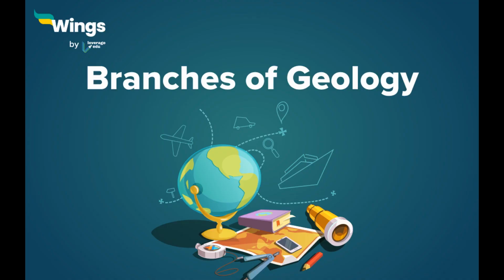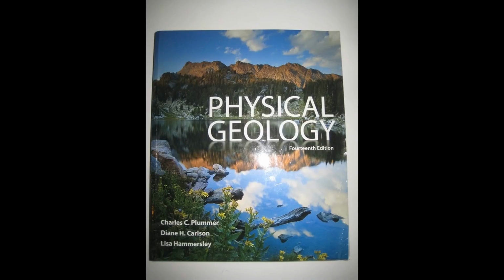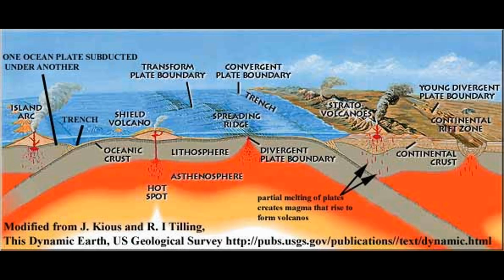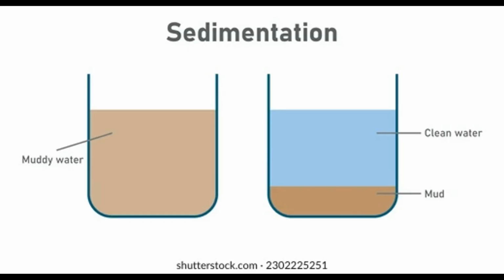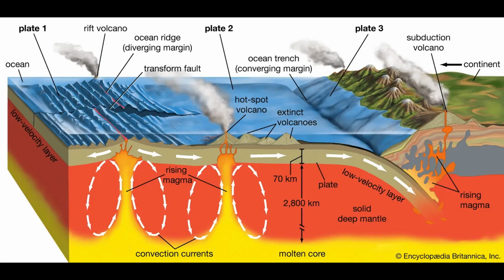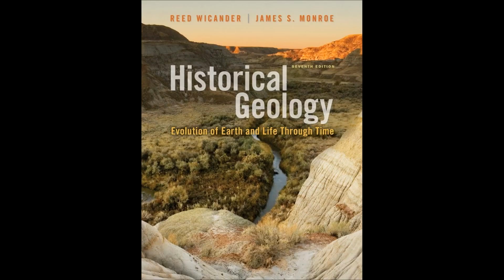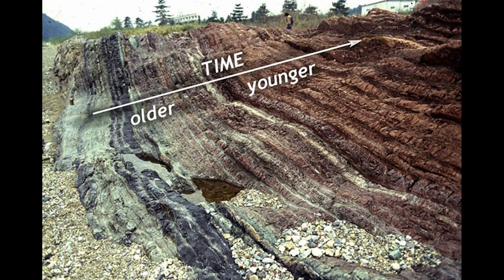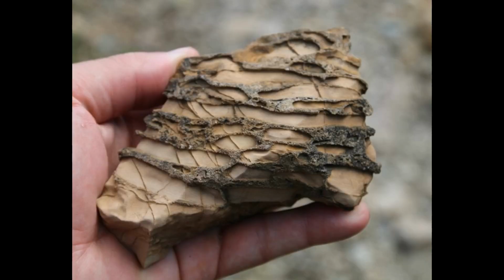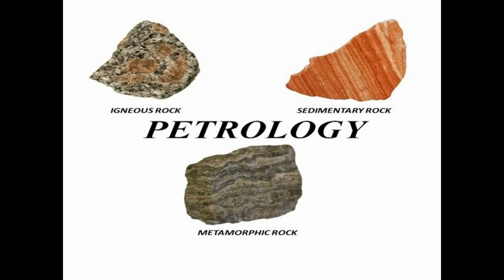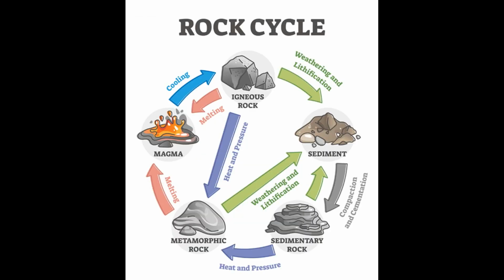Major branches of geology. Physical geology studies earth materials and processes like erosion, sedimentation, and volcanism. Historical geology examines Earth's past using rock records and fossils. Petrology studies rocks, their origin, structure, and mineral content.